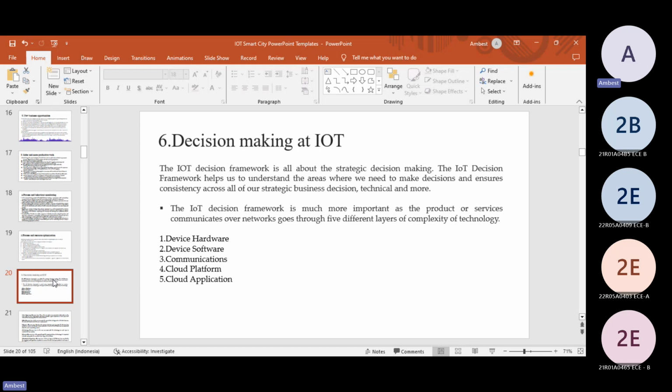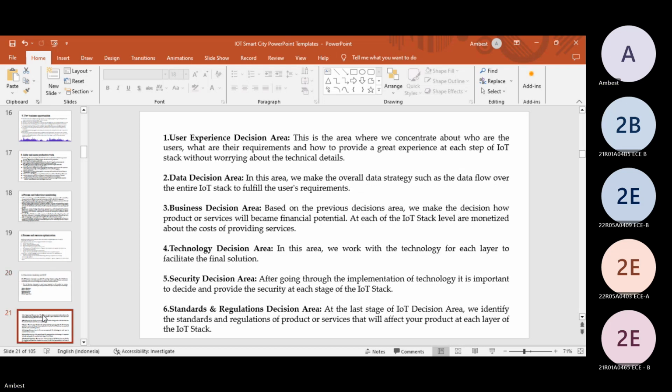On the communication side, device-to-device communication is required, right? The cloud platform stores the data. By implementing cloud applications, it's going to enhance more work. Now the decision areas are: user experience decision area, data decision area, business decision area, technology decision area, security decision area, and standards and regulations decision area.